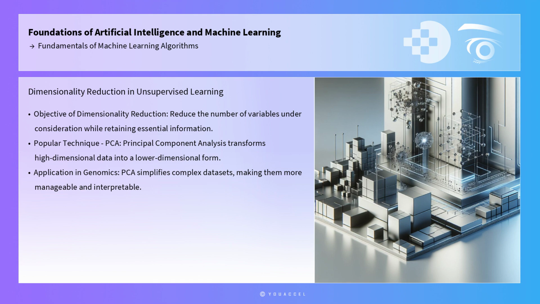Dimensionality reduction is another critical unsupervised learning application, where the objective is to reduce the number of variables under consideration while retaining essential information. Principal component analysis is a popular technique for this purpose, transforming high-dimensional data into a lower-dimensional form. PCA is instrumental in fields such as genomics, where it simplifies complex datasets, making them more manageable and interpretable.